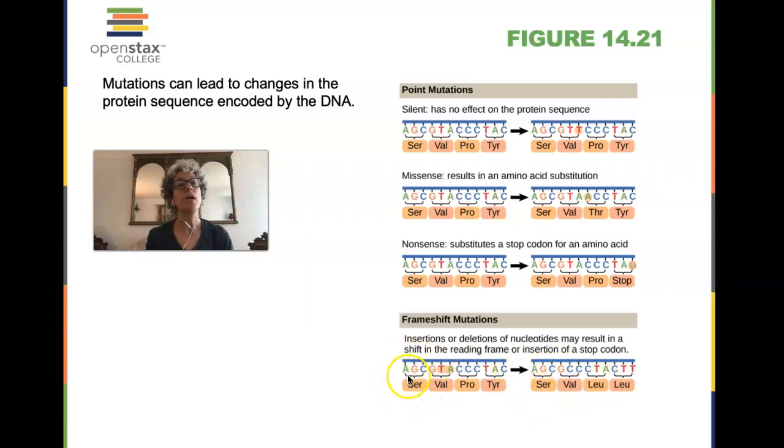Serine is okay. We have the same AGC that we started with, but the valine, we're missing 2 letters, and so the frame we need 3 letters. So it goes 1, 2, 3, 1, 2, 3. And that means we're going to change everything past where that mistake happened. We shift how those triplets of letters are read.